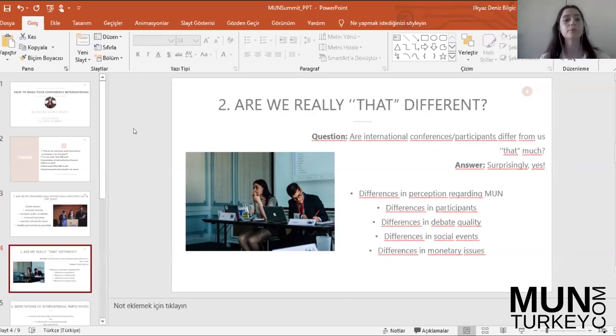For the most part, European delegations have no problem improving their English because they are already university students and they already have a very good command of English. But when it comes to us, we mostly spend our time improving our foreign language skills and then move on to increasing our debate quality. Secondly, differences in participants. As far as I've observed in foreign countries, MUN teams mostly consist of university students. But when it comes to us, the majority of the participant pool is made up of high school students.